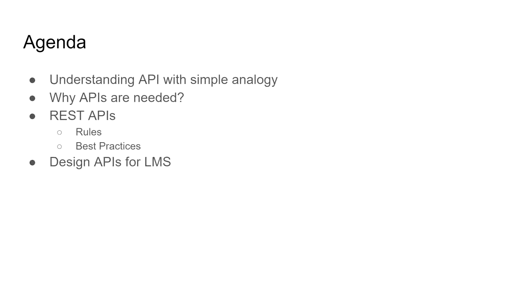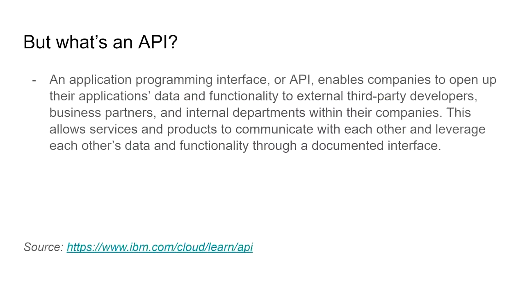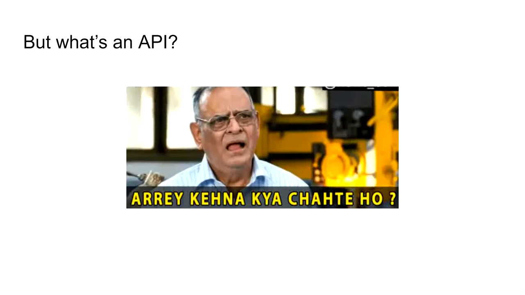Right? So let's jump into a question. What's an API, right? So if you Google search it and if you find a formal definition, it would be looking something like this. It's an application programming interface, or API enables companies to open up their applications, data, and functionality to external third-party developers, business partners, and internal departments within their companies. So I'm not going to read it beyond this point. This definition sounds very complex, right? So we are not getting any good understanding of what API means.